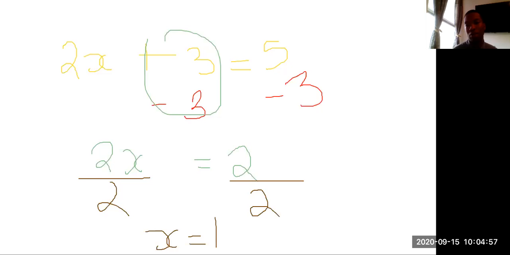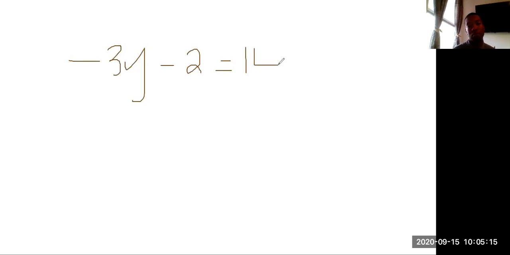All right, we're going to do another example. And keep in mind that this is being recorded, so you'll be able to go back and look at it. And we'll work some more problems in class as well. So if I had negative 3y minus 2 is equal to 14. Let's do, where's the eraser? Let's do 15. That works.